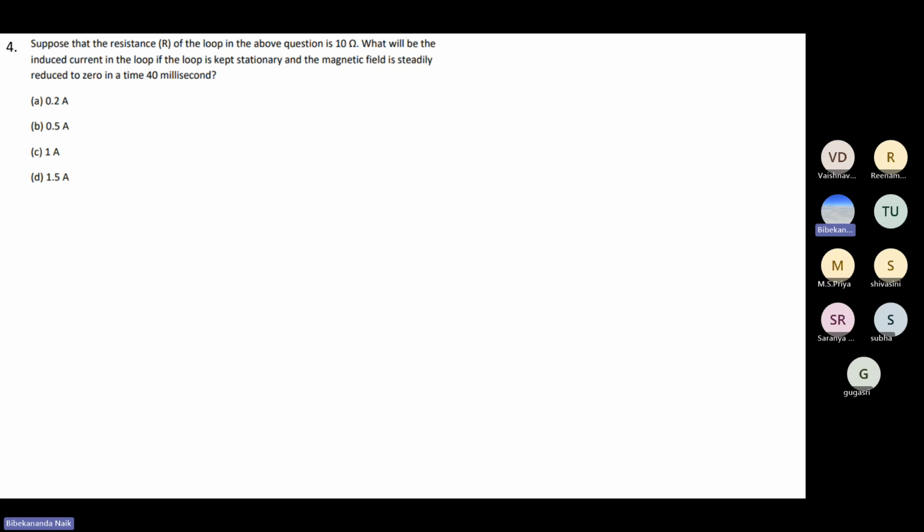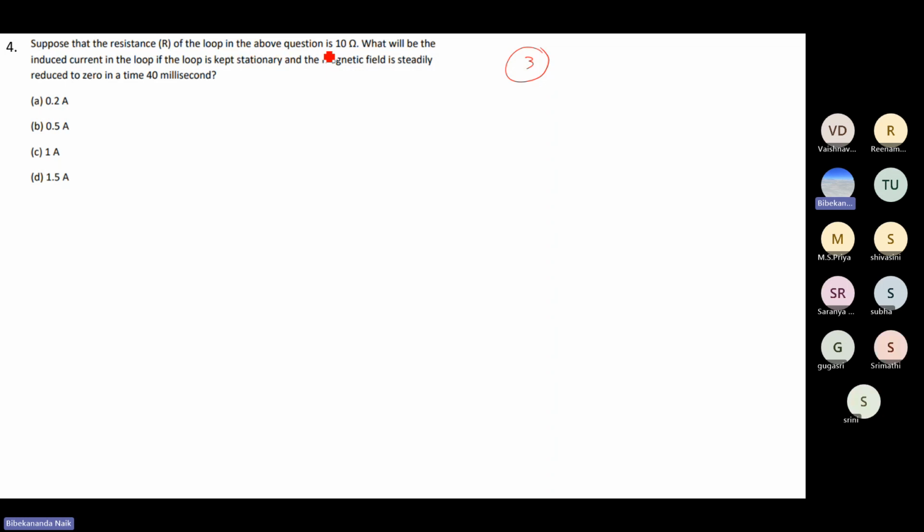So in last class, we had solved 3 problems. So now let's start with the fourth one today. The question says, suppose that the resistance R of the loop, in the previous question number 3, there was a situation given, so we will relate with that question. Suppose in the previous question the resistance of the loop is 10 ohm. What will be the induced current in the loop if the loop is kept stationary and the magnetic field is steadily reduced to 0 in a time 40 milliseconds?